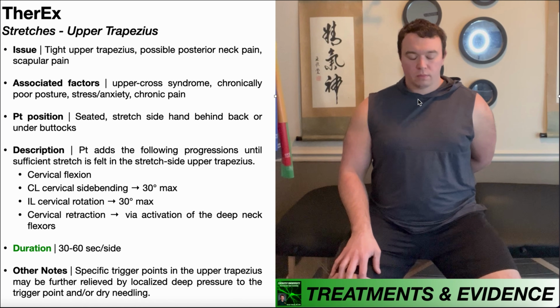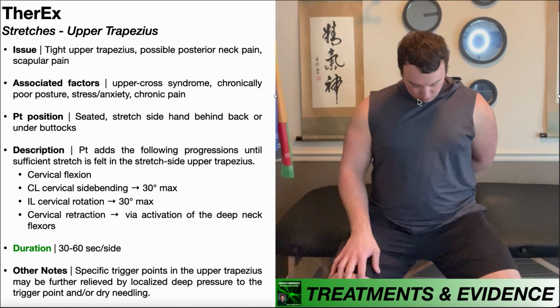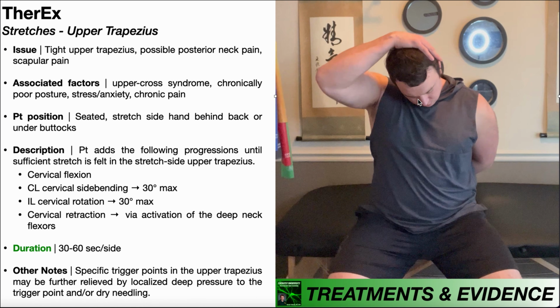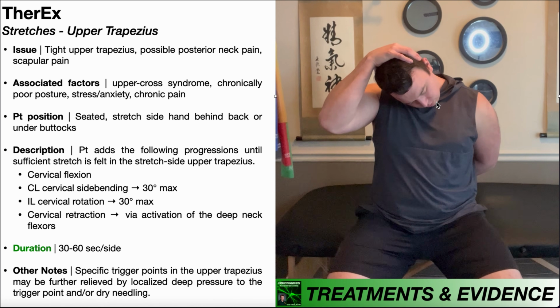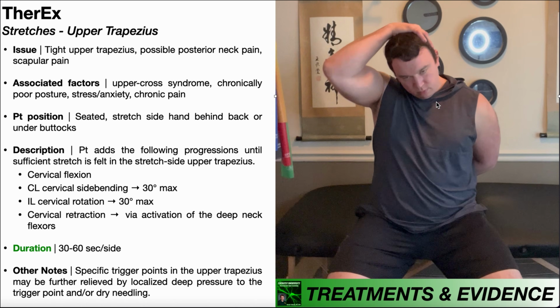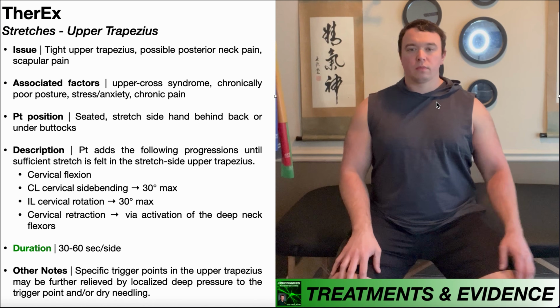Let's take a look at it. Cervical flexion, contralateral cervical side bending with that overpressure, and then there's really not a lot of rotation left, but it'd be ipsilateral rotation with activation of the deep neck flexors giving some cervical retraction, which further stretches the upper trap on the left side.